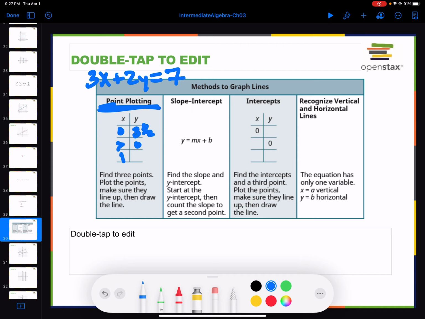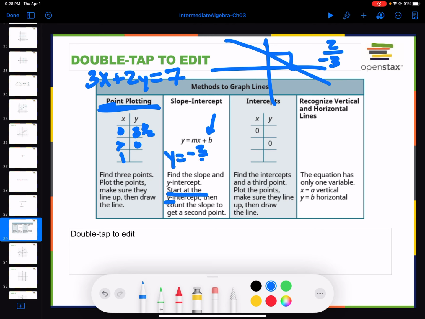Slope-intercept form, to graph this one, you could just plot your intercept. So actually it says right there, start at the y-intercept and then count the slope. So let's say our intercept was here, and our slope was up 2, over 3. So it would be positive 2, negative 3. And then we could just rewrite that: y equals negative 2/3 x plus 3.